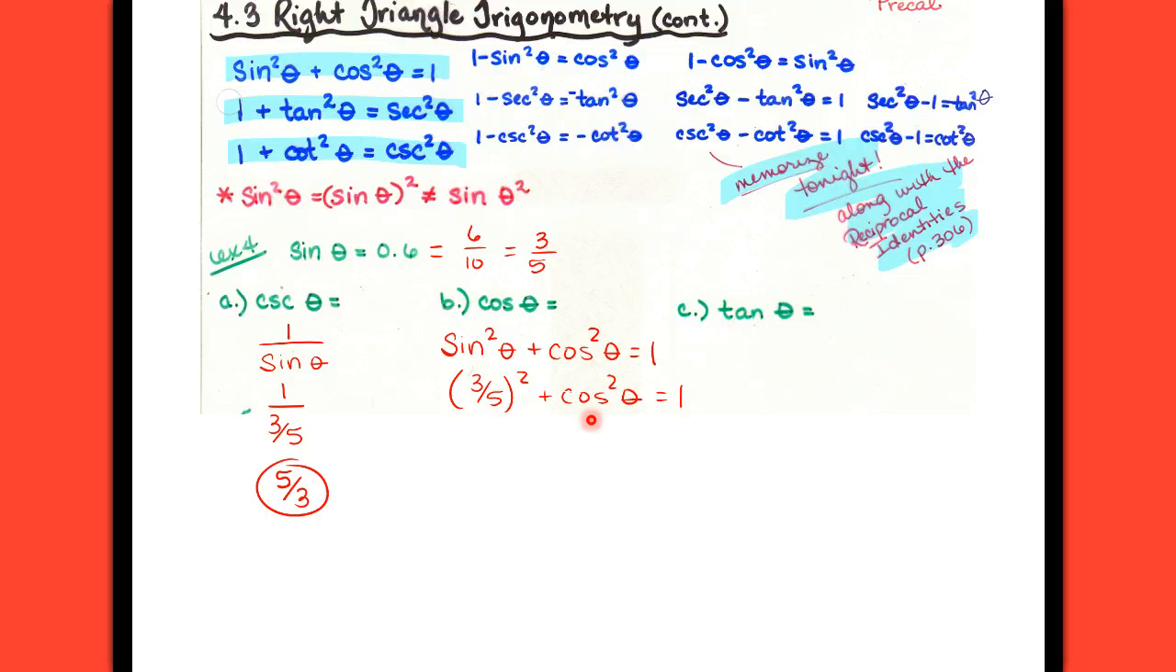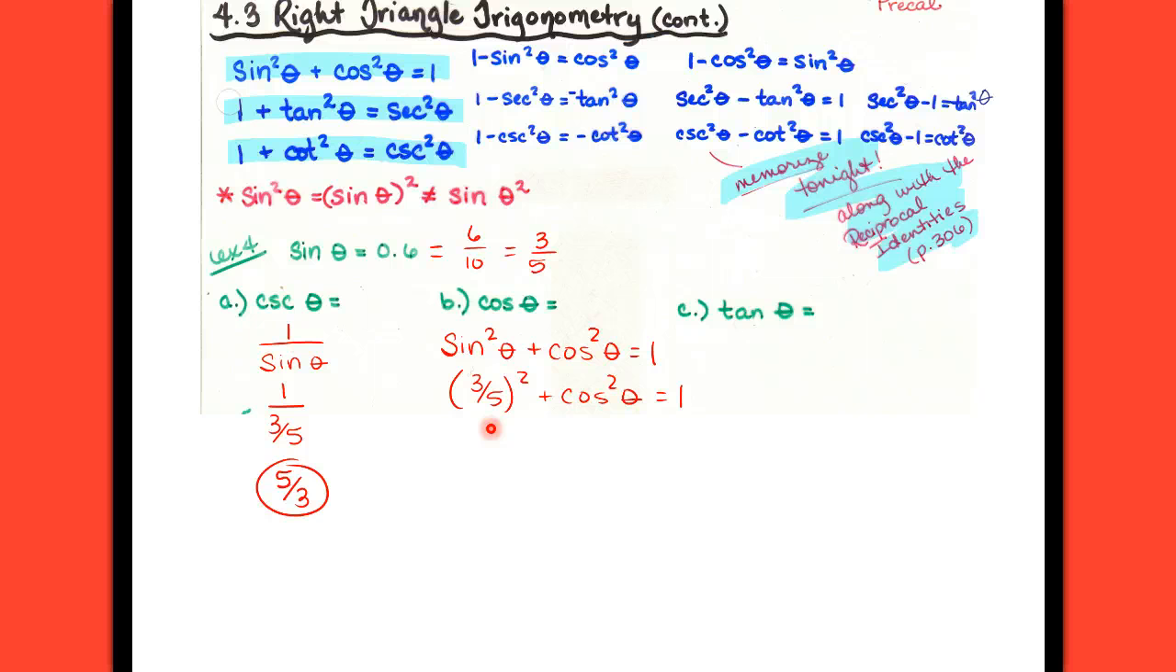So remember what we said the definition was up here. When you see sine squared, that means take your sine value and square it. So our sine of theta was 0.6 or 3/5. So let's take that value of 3/5 and let's square it. So we're taking our sine of theta and squaring it. And then we're going to solve for cosine.